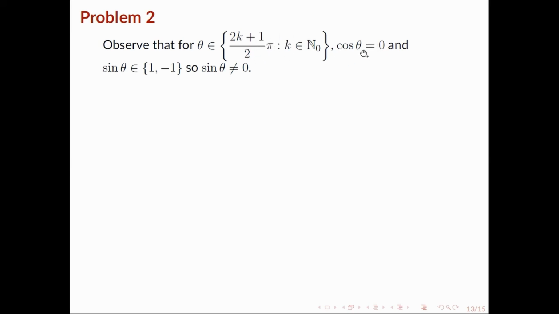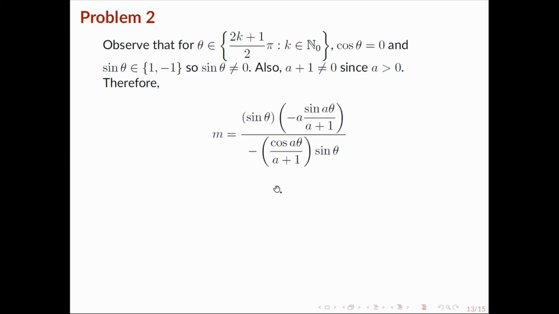So this is in the form of pi over 2 multiplied by some number. So cosine theta is equal to 0, while sine theta is either 1 or negative 1. So we can see that sine theta is not equal to 0. And also, a plus 1 is not equal to 0 since in the given, a is greater than 0. Therefore, m will be sine theta multiplied by negative a multiplied by sine a theta over a plus 1, all over negative of cosine a theta over a plus 1 multiplied by sine theta.